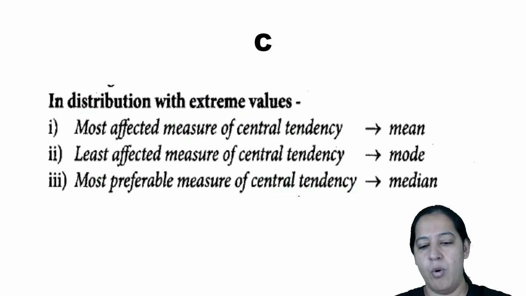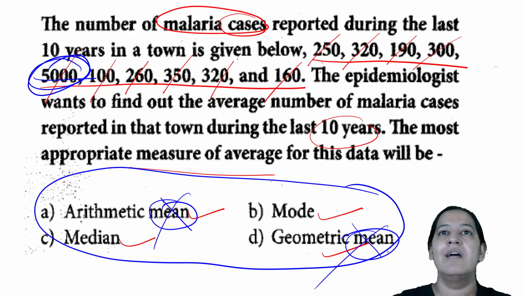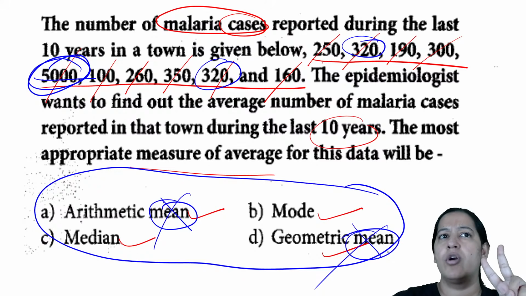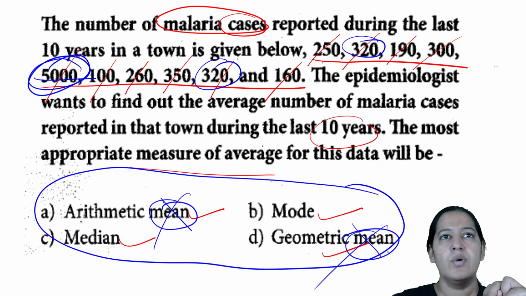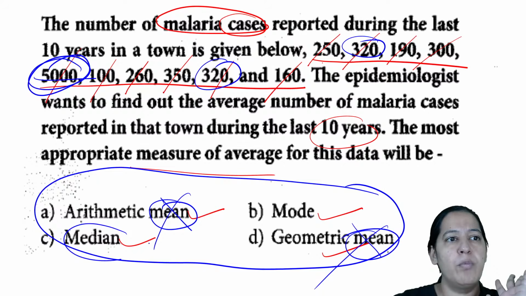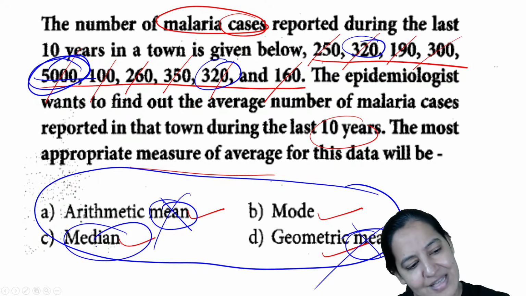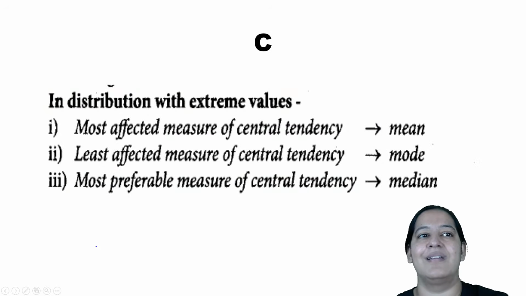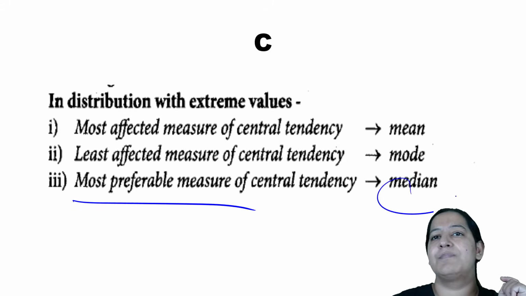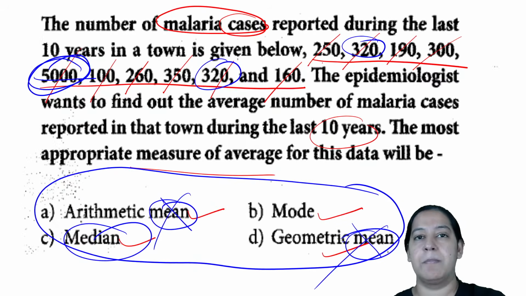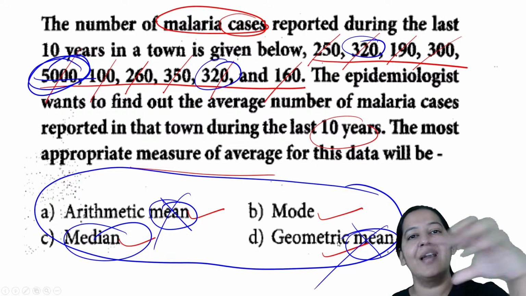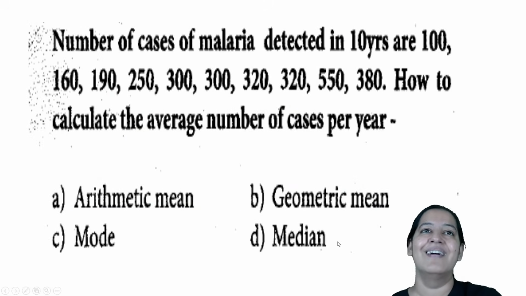We cannot take mode here because there is not even one value which is coming twice. I can see 320 only, which is coming 2 times. So it is not a good indicator. The most preferred is median only. Yes, extreme value affected, Niranjan. So correct answer here is C. So most preferred indicator is median here. So that is how the question is framed. Instead of asking directly, a set of data is given to confuse you. Done. So this is the next question in front of you.